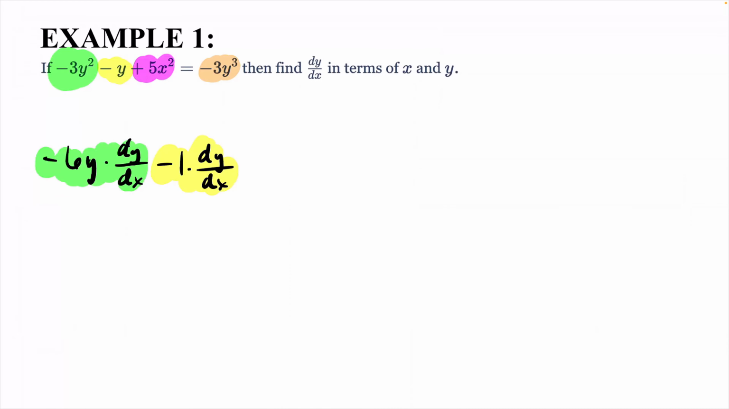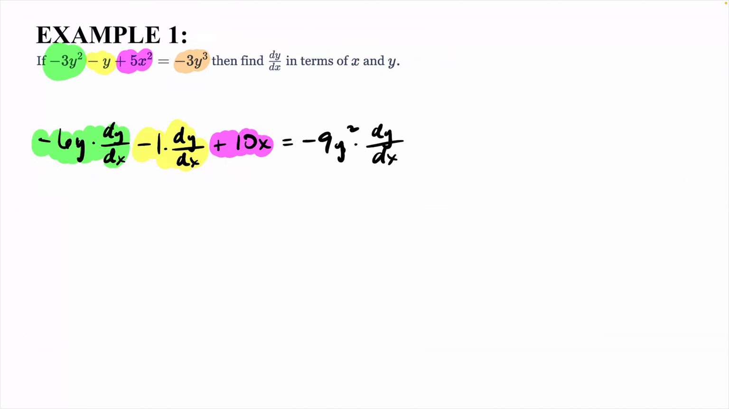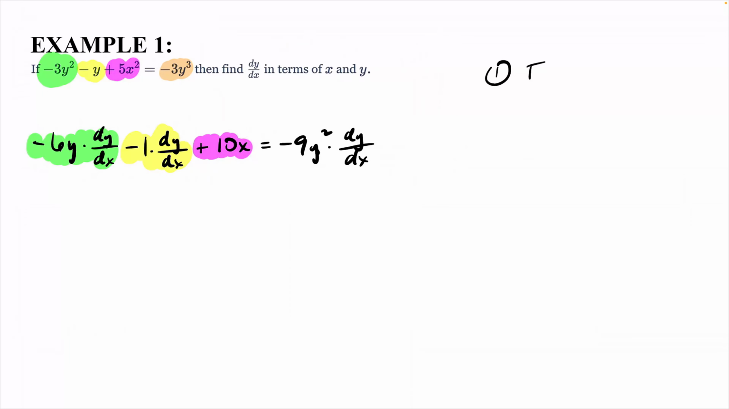Now magenta. What's the derivative of the magenta color? Fuchsia. 10x. Do I need a tag there? No, because it's the derivative of x. No tag needed. Equals. What's the derivative of the orange? Negative 9y squared. Does this one need a tag? Yes, dy over dx. Okay, so your first step is to find the derivative.